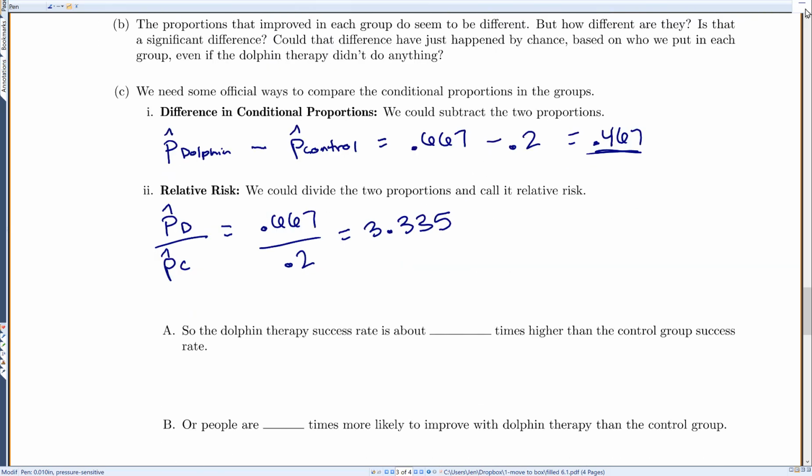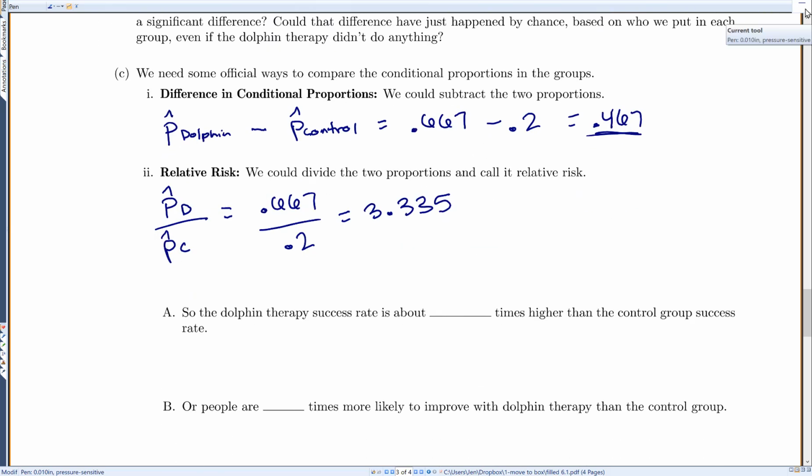Okay. But what does relative risk mean? What that means is, if you think about it, the proportion or the probability of improving in the control group was 0.2, the probability of improving in the dolphin group was 0.6. So that means you are about 3 times more likely to improve in the dolphin group. Okay. So we can think about it as the dolphin therapy success rate is about 3.335 times higher than the control group success rate. Or you can think about it as people are about 3.335 times more likely to improve with dolphin therapy than with the control group.